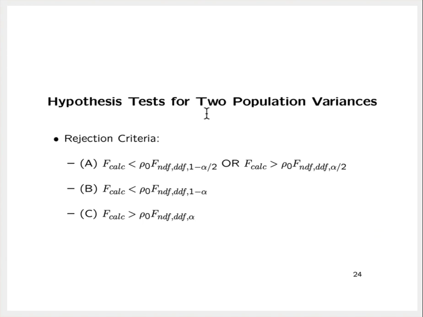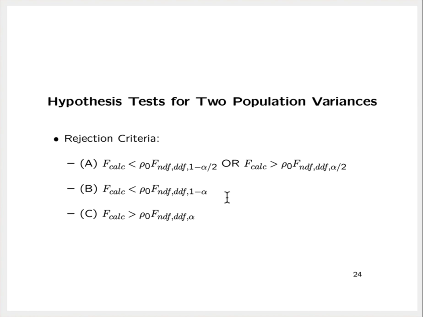And so the rejection criteria for a two-tailed test will be to reject the null hypothesis for either small values of the test statistic or large values of the test statistic. In particular, if F-calc is less than rho sub 0 times the 1 minus alpha over 2 upper percentage point of the F distribution with the appropriate numerator and denominator degrees of freedom, or if F-calc is greater than rho sub 0 times the upper alpha over 2 percentage point of the appropriate F distribution.